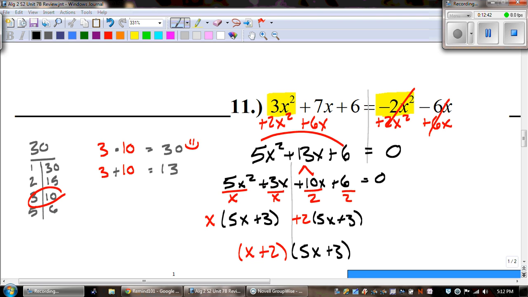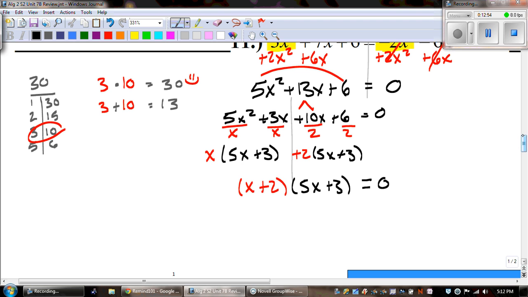Whew, I'm done. All that work. No, I'm not. Remember, this is set equal to 0. Okay, we have to solve. So in the red, we would get x plus 2 equals 0, and our answer would be x equals negative 2. And then 5x plus 3 equals 0. So I would take the opposite of my positive 3, which is a negative 3, and divide it by 5.